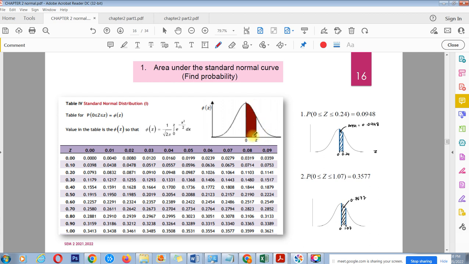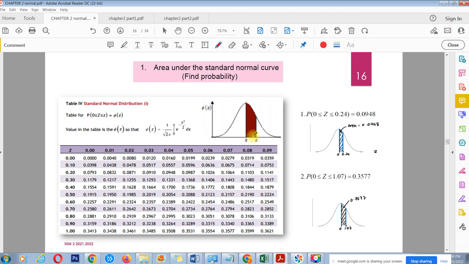Before you go to the table at the back, in the appendix, we can see your standard normal table on page 238.